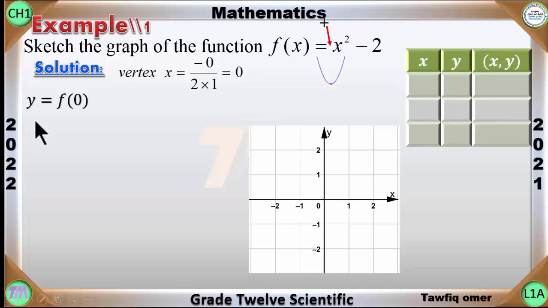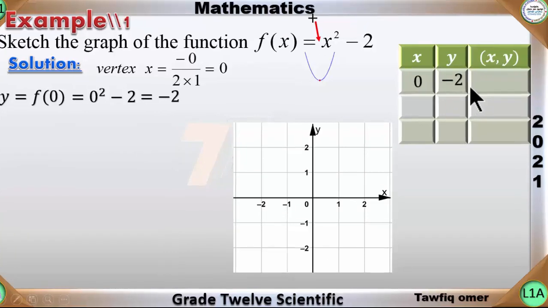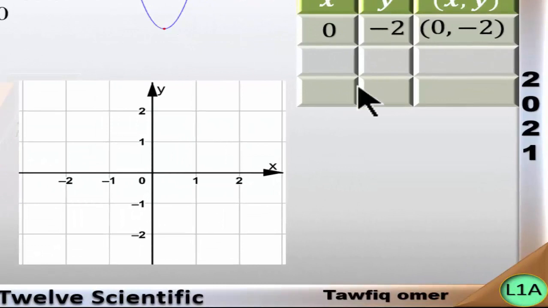Then to find y, replace x with 0 in the function f(x). y equal f of 0 equal 0 squared minus 2, which equals minus 2. When x is 0, y is minus 2, then the vertex is (0, -2). Here is the vertex (0, -2).